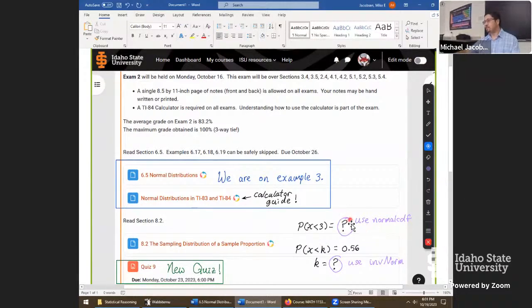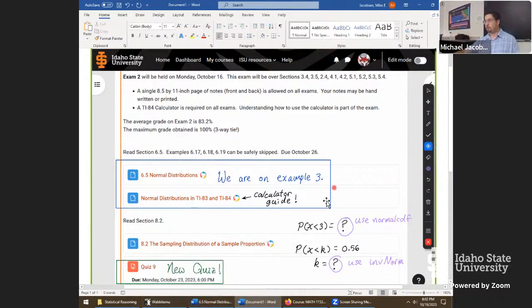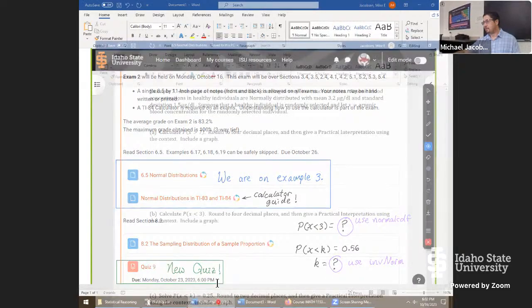If the question is, what's the probability? You want to use normal CDF in your calculator. But if the question is, what is the value K that gets us a specific probability, like generically the 0.56, then it becomes an inverse norm function in the calculator. But honestly, between these two, it's really not as bad as it seems, because when we go to actually do a real problem, let's load one up right here.